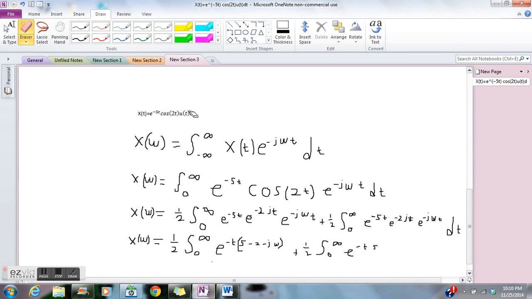All right, so in the equation before this, one of the e to the negative 2j should be a positive. I had a typo. One of them should be positive. Sorry.